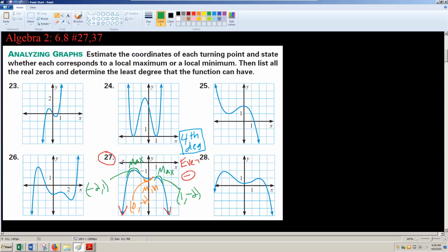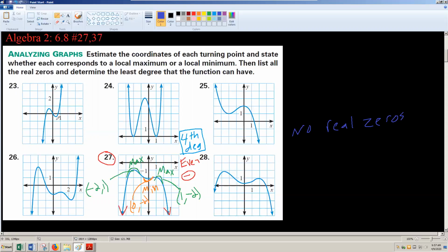For real zeros for this, I don't have any points that cross my x-axis. So I don't have any real zeros here. So I'll say there are no real zeros. What that means is I'm going to have some imaginary ones. Again, this does not actually cross my x-axis, so I don't have any actual real zeros.